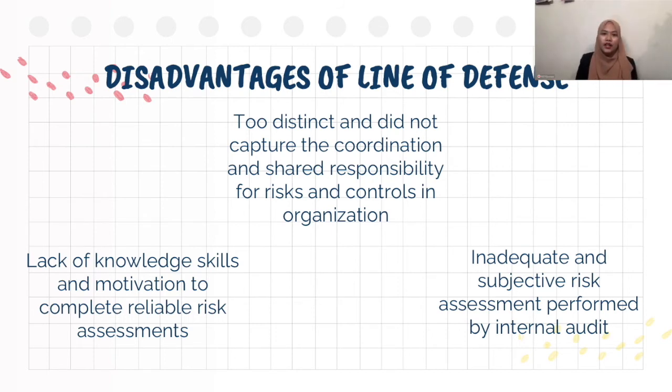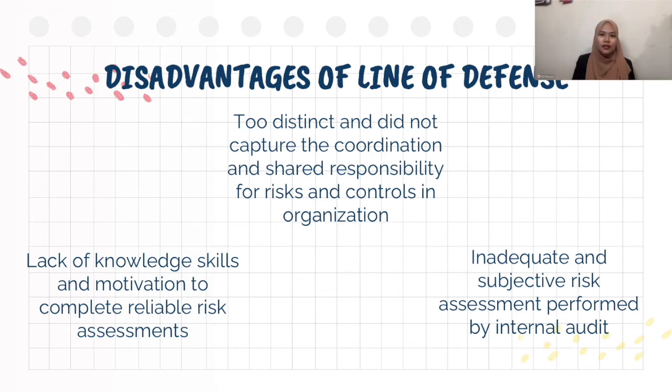Next, the line of defense is too distinct and does not capture the coordination and shared responsibility for risk and controls in an organization. It means that the responsibilities and accountability have been unclear for many organizations. As such, this will result in unnecessary duplication of effort and wasted cost. Moreover, the concept of this line is uncertain, therefore it needs to be reconsidered to better embrace managing uncertainty, avoiding risk and ensuring the objectives are achievable.